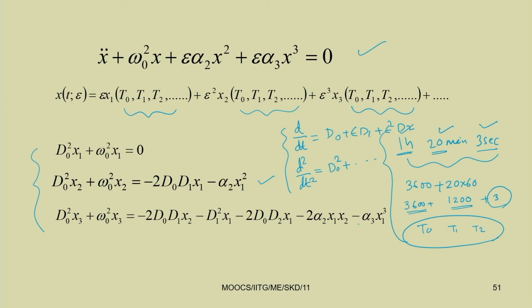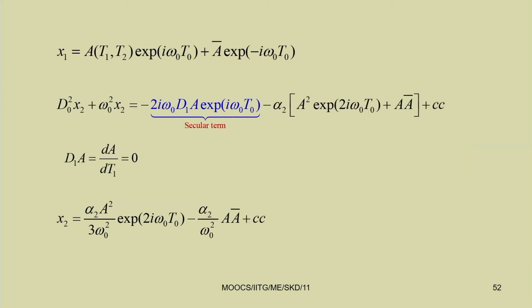So, by taking this approach, we can now find the solution of the first equation in this form, that is x1 equal to A(t1, t2) e to the power I omega 0 t0 plus A bar e to the power minus I omega 0 t0. Here A is a constant with respect to t0, and A bar is the complex conjugate of A.